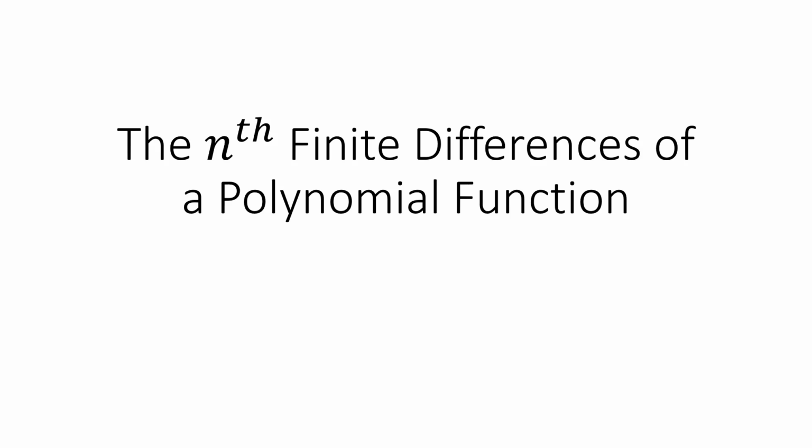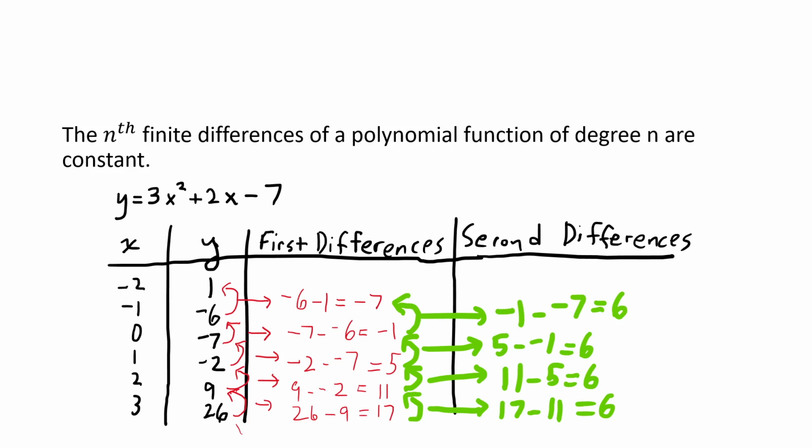Okay, now what about the nth finite differences of a polynomial function? Suppose, for example, we were given the function y equals 3x squared plus 2x minus 7. This is degree 2 because of the exponent 2. Suppose I said to you then, okay, it's degree 2. What can you tell me about the second differences?